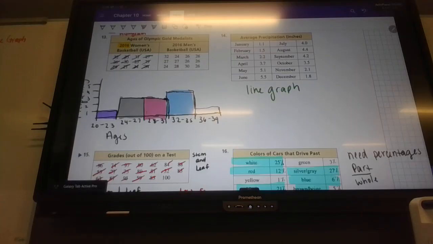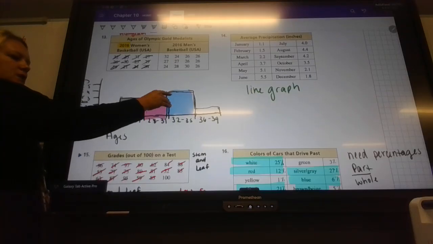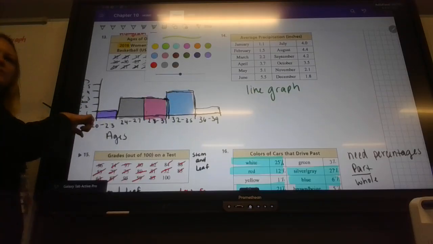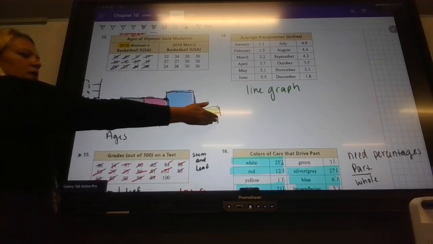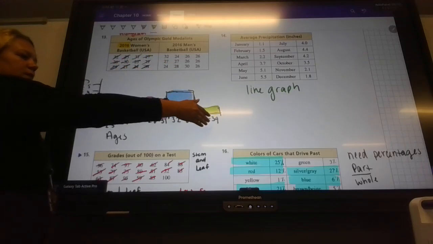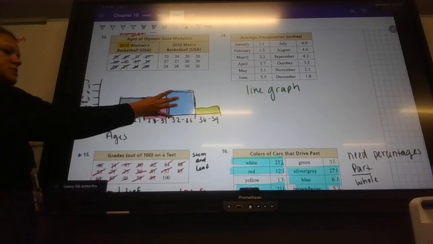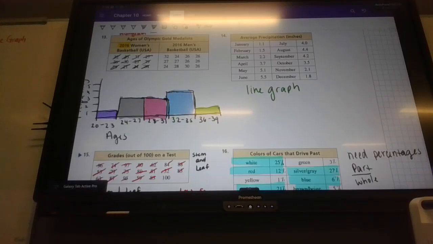I love this data display. It tells me where the majority of the numbers are. Between 20 and 23, there's not very many athletes, and over 35, not very many athletes. It's in the 10 years between 24 and 35 that we have the most of our women's basketball players. Now let's do men and compare that.